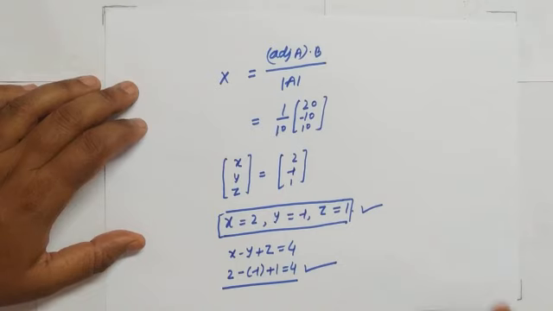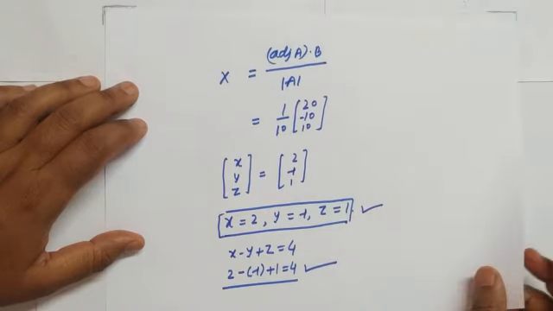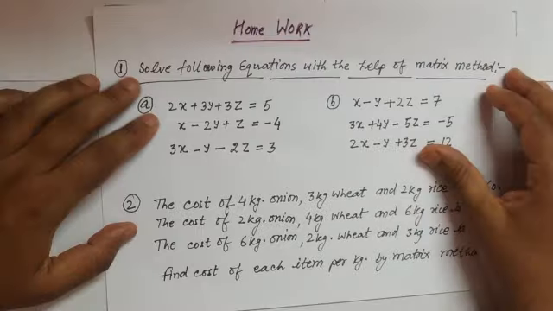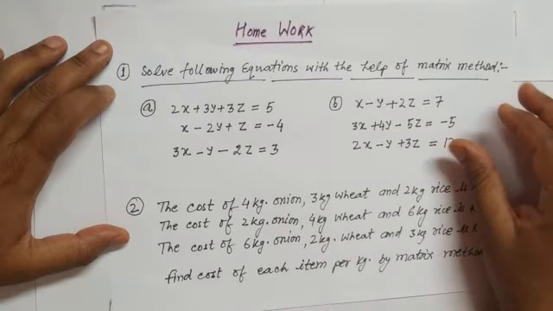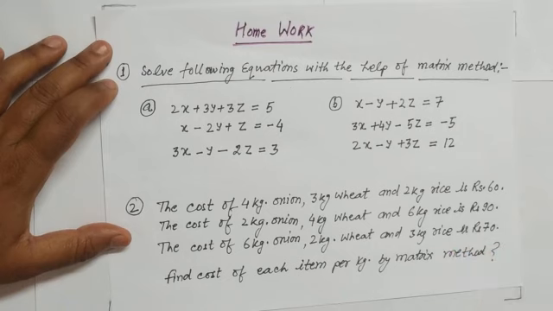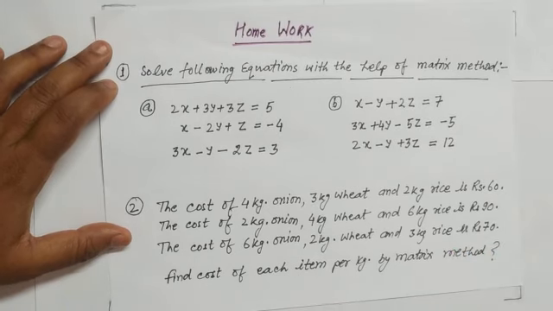And now I am giving a few questions for your home assignment. I hope you will do these questions. See the homework questions. The first question is: solve the following equations with the help of the matrix method. There are two parts, A and B. And the second question also depends on this method.